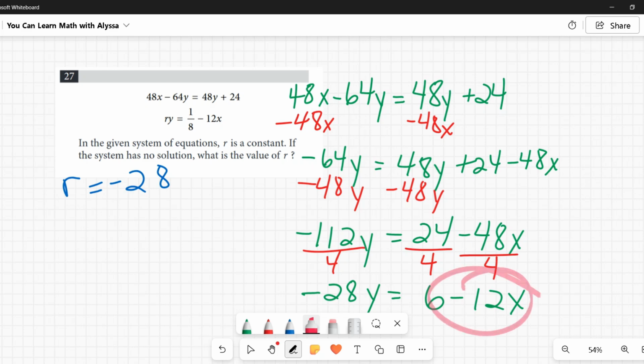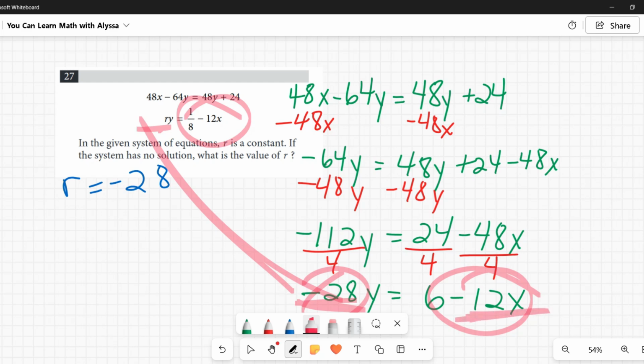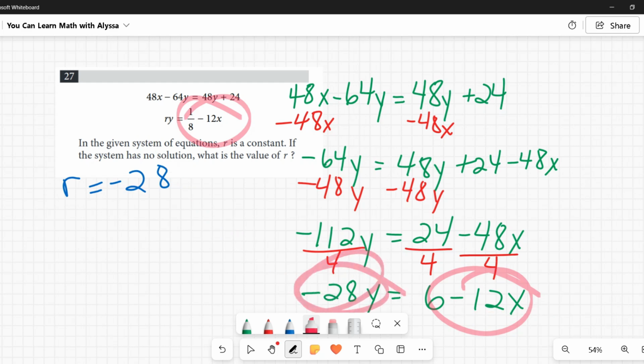But now I've got my negative 12x, negative 12x. I've got a coefficient by a y, and that one has a coefficient by a y. They would have to match so that in the next step, when I divide by that coefficient, I get the same slope for both of them. Because down here on the bottom, I'm going to divide everything by negative 28 to get y equals. So it's going to be negative 12 divided by negative 28, and that's going to be my slope.